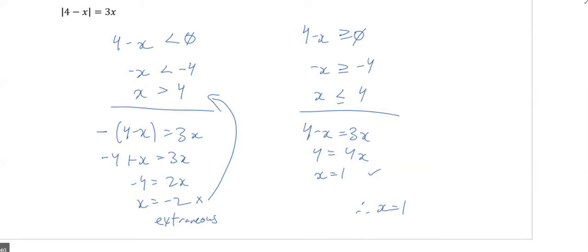Any questions about that? That was the first type of question that we were doing. This is the second type.